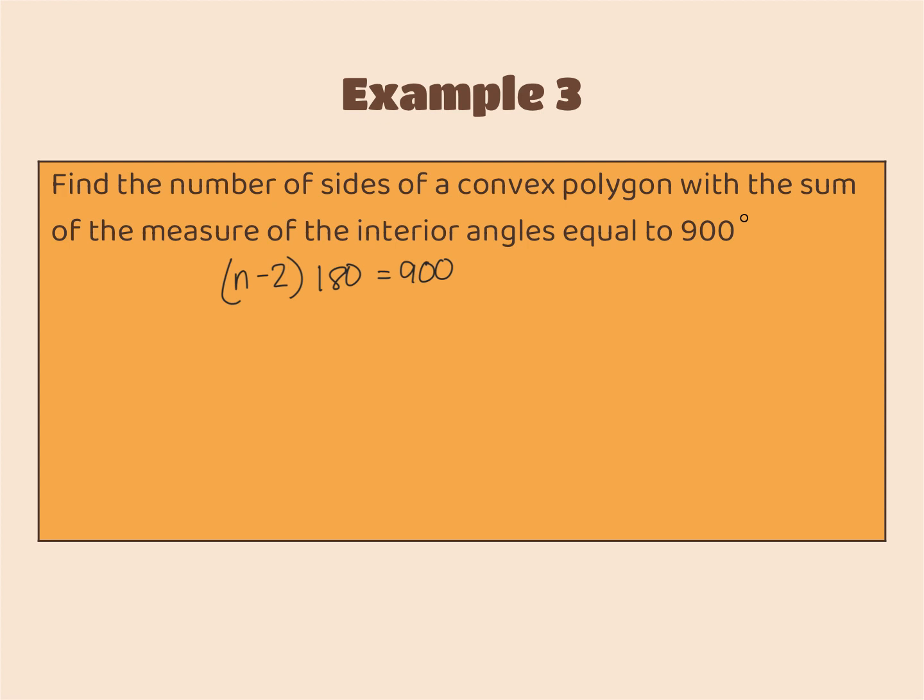So looking at this, I'm going to go ahead and solve what's on the left side first. I have 180n minus 360 equals 900. So I did this first. Now I can go ahead and add 360 to both sides.